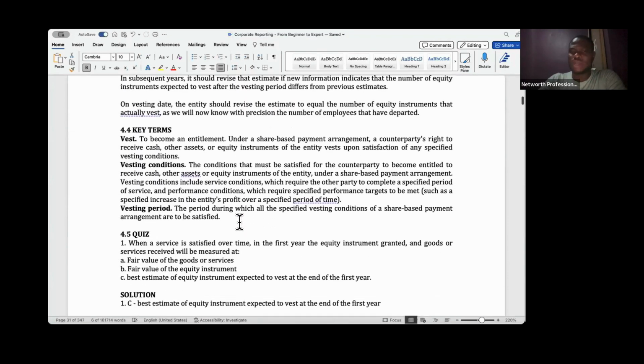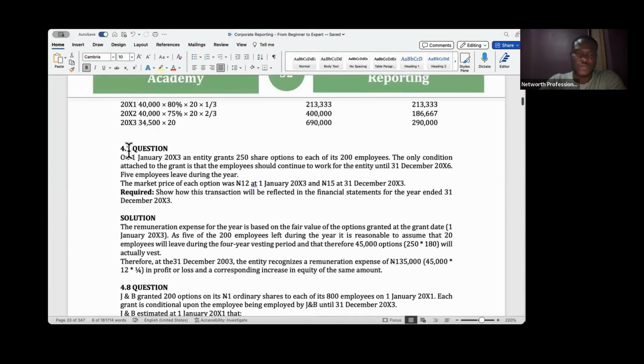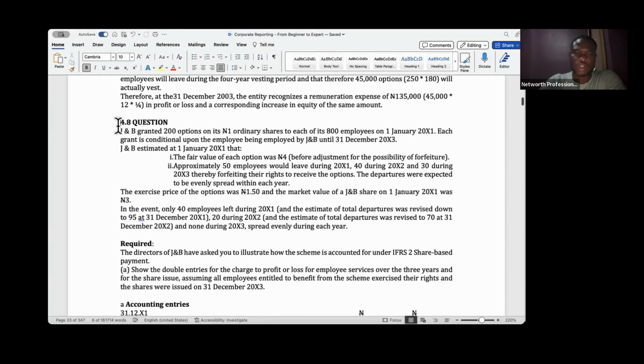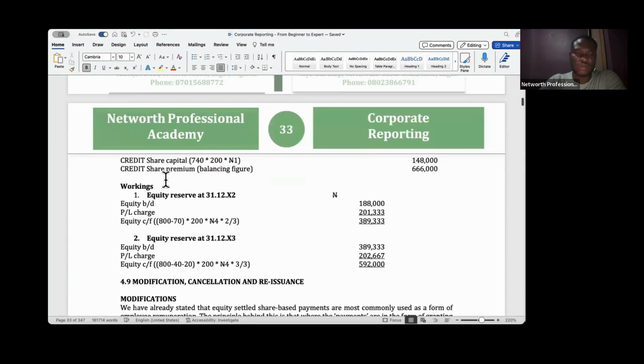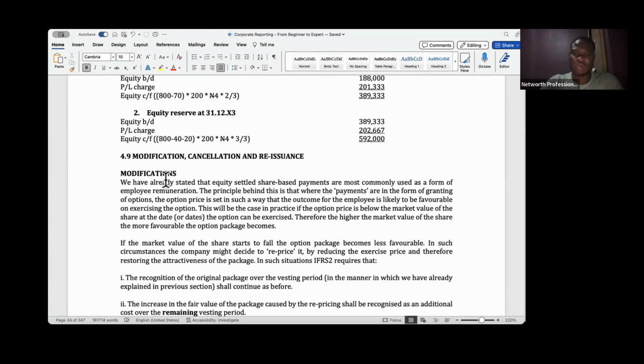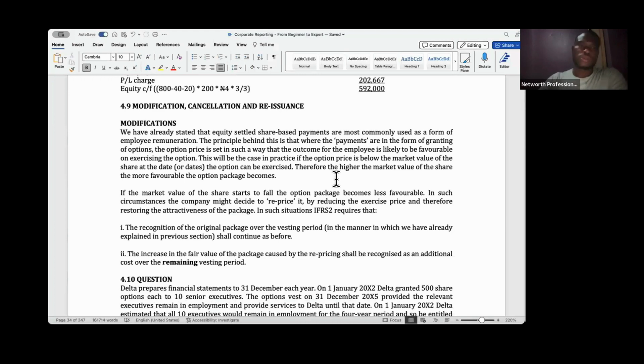So after those explanations, we looked at three questions. I remember vividly last week, we looked at question 4.6, question 4.7, and question 4.8. And I also remember that after solving those three questions, I gave you assignments, which none of you did. I'm sure that is not something you want to continue with. You have to do your assignments to test your knowledge and to help yourself.